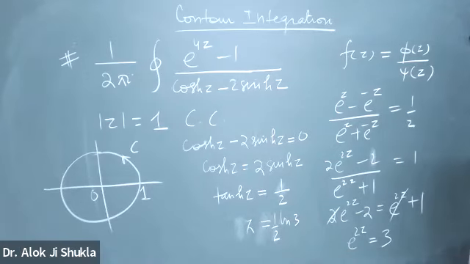And there will be another value also. What will that be? e to the power z will be equal to minus root 3 also. So that will give an imaginary value. Log of a negative number will be imaginary: 1/2 ln 3 plus i pi.